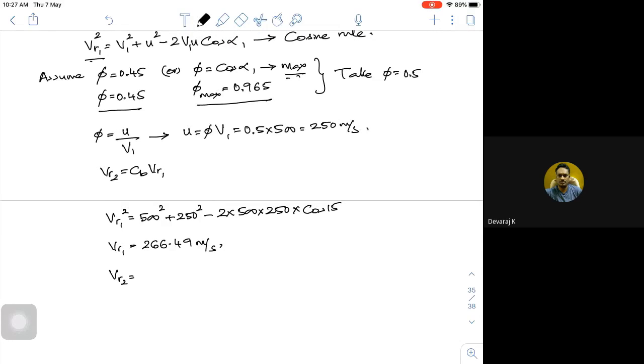So once I get it, what will be my VR2? CB is equal to 0.9, which is given, that is the friction coefficient, and this remains the same from the first rotor to the second rotor. So this is 0.9 times 266.49, which will be 239.84 meters per second. This is my VR2.